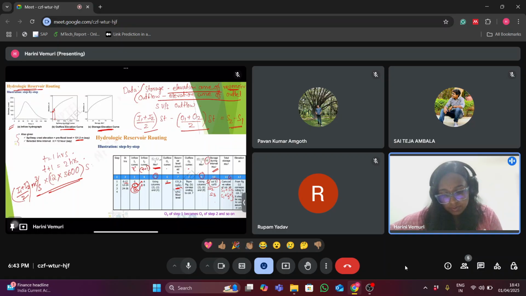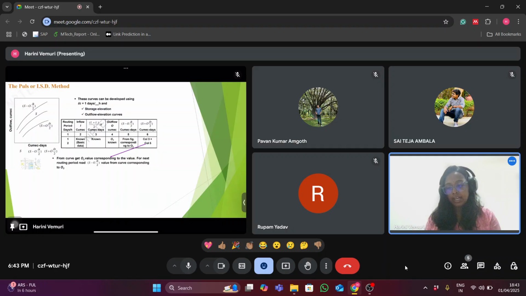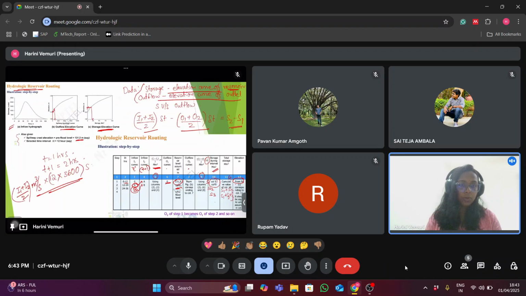And then once we have the storage values, if the storage is like 25 million meter cube, then we can get the corresponding elevation value from the figure C, right? So from that we will get the elevation value also in this time step. Also you have to make sure that the elevation over here and here should be matching at each time step. So this is how we have to do hydrological reservoir routing.